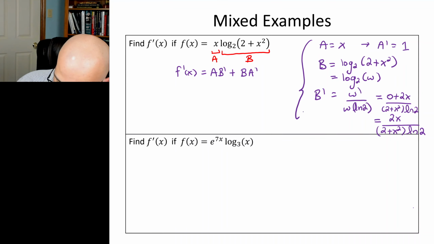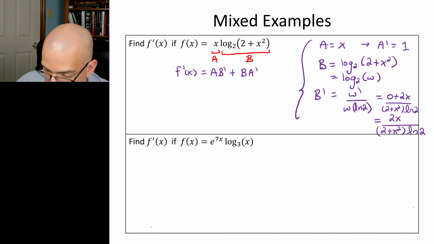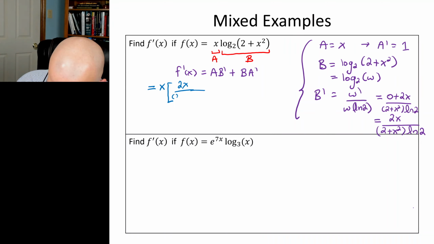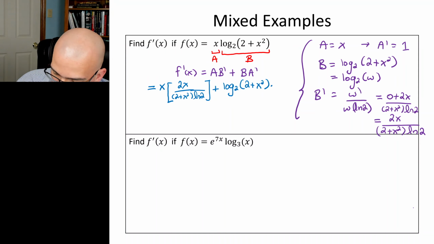Okay, so we'll combine all those terms together in our product rule, and we'll leave a giant mess. We won't try to simplify it. So a is x multiplied by the horrible b prime thing we just found, 2x over 2 plus x squared ln 2, plus b, so log base 2 of 2 plus x squared multiplied by 1. And that's our answer.